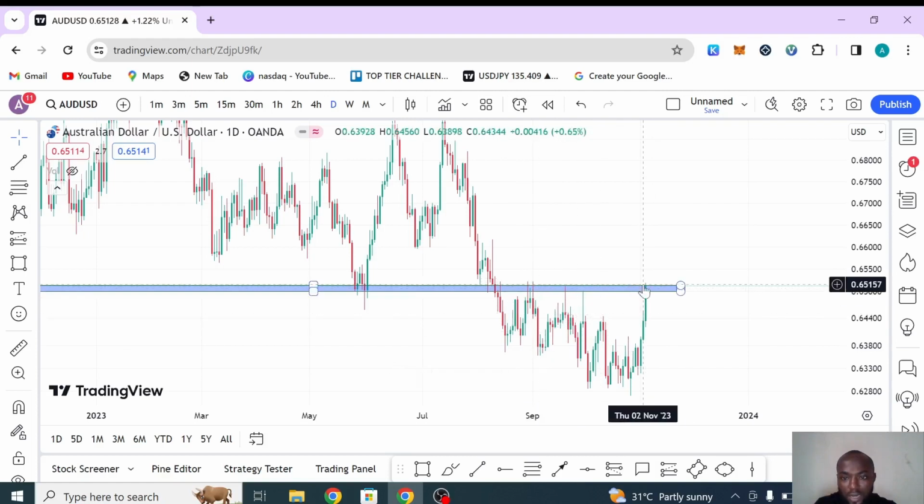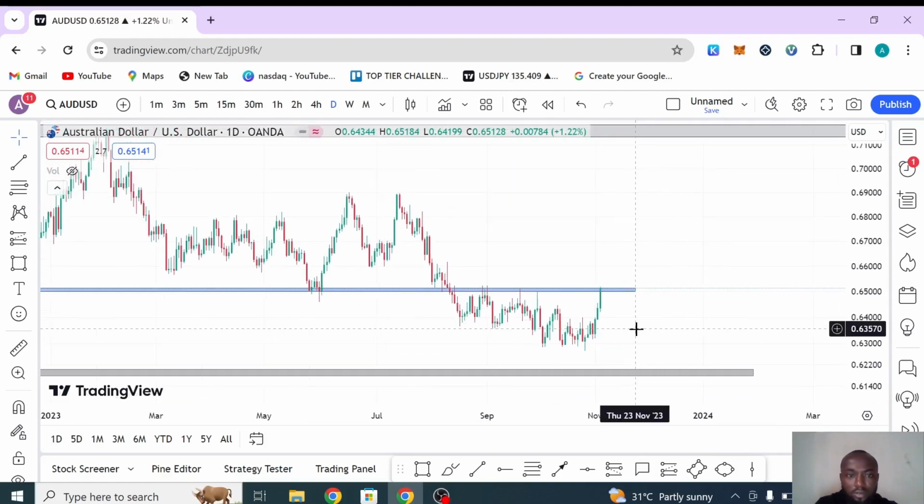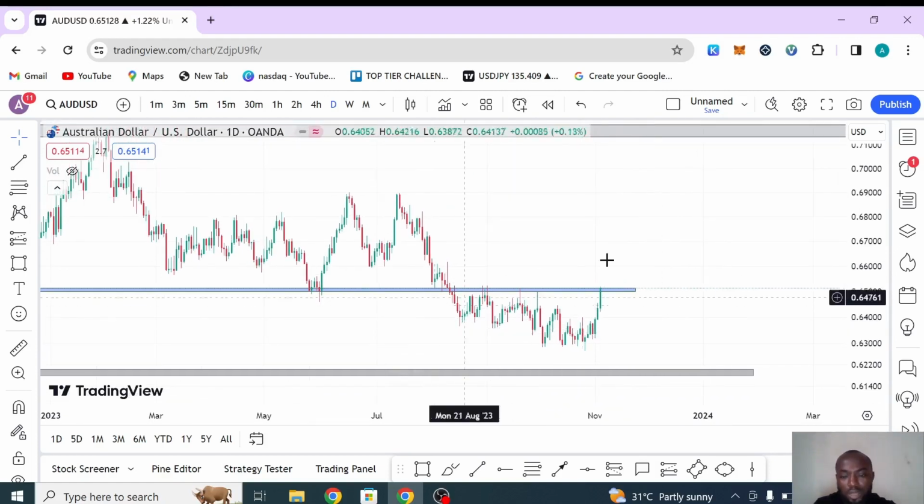If you clear here, we'll maybe see a pullback a bit, then it comes and clears here, then we can start considering other options. But for now, let next week play out before we think of what else to do. All right, so that's what I have for you guys for AUD. There's no need to talk too much because there's nothing happening here. So let's move on.